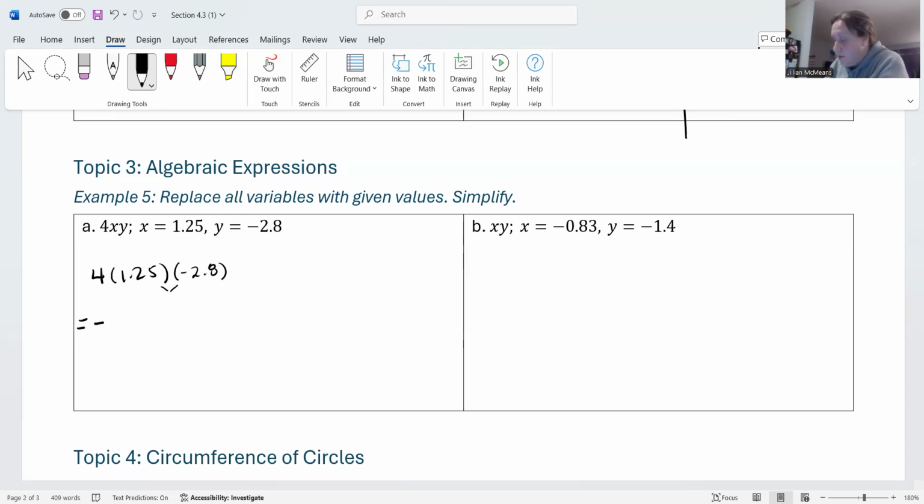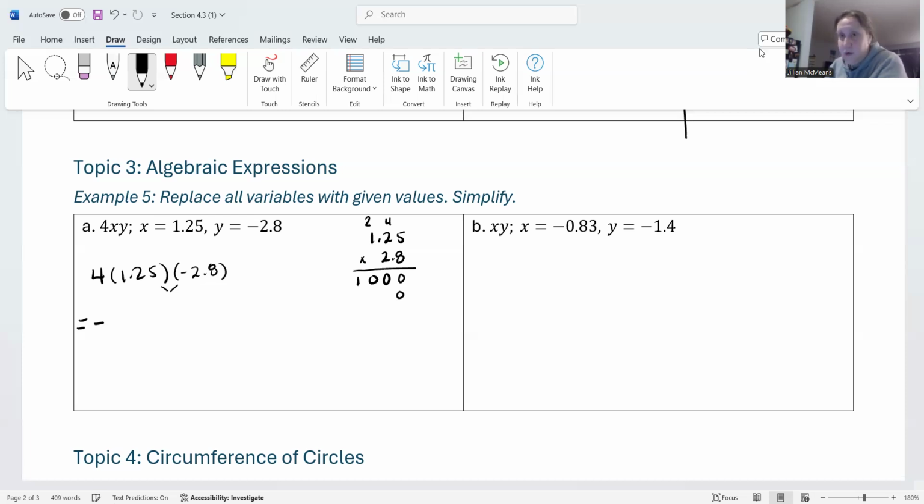Okay? So I've got 1.25 times 2.8. All right, I need to start by multiplying by the 8. So 8 times 5 is 40. I'm going to keep a 0 and carry a 4. 8 times 2 is 16, plus 4 is 20. So I keep a 0, carry a 2. And then 8 times 1 is 8, but plus 2 is 10. Okay? Now I need to multiply by the 2, which is technically in the tens place.